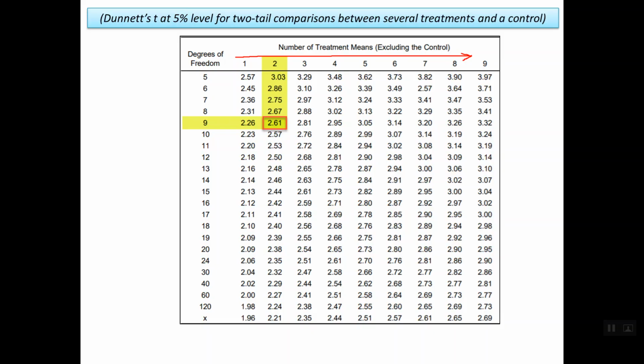K represents the total groups. We have 3 groups, minus 1, which means excluding the control. So we have 3 minus 1, which is 2. Regarding the column here, this column represents the degrees of freedom for the error, which we already have as 9. So the intersection between K minus 1 and the degrees of freedom is 2.61.